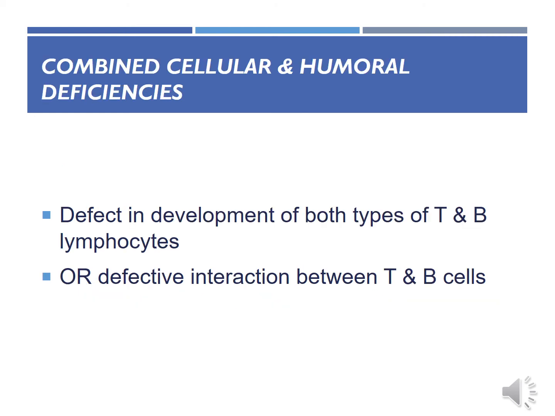So now let's look at the combined cellular and humoral deficiencies. As you would guess, in these deficiencies we would have both a defect in the T and B maturation process, and or a defect in the interaction between the T and B cells. And this is, as you can imagine, probably the most serious type of deficiency one could have.